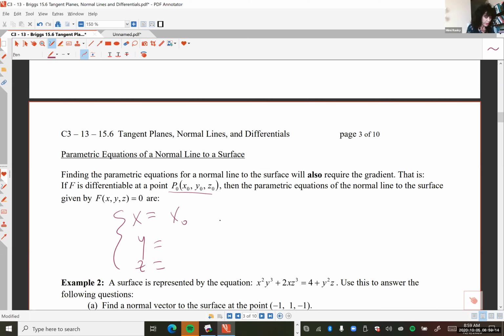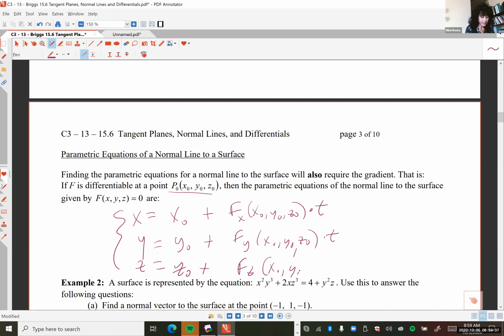It'll be the point x naught plus the first partial of big F evaluated at your point, you want a pure number there, times your parameter t, and then the other ones look very similar except for the y. You're going to evaluate the first partial with respect to y at the point times t, and then your last partial. Okay, and so these are really easy and formulaic problems.